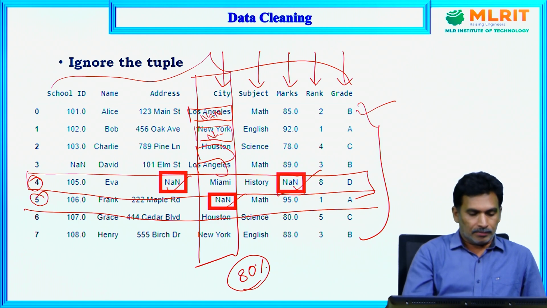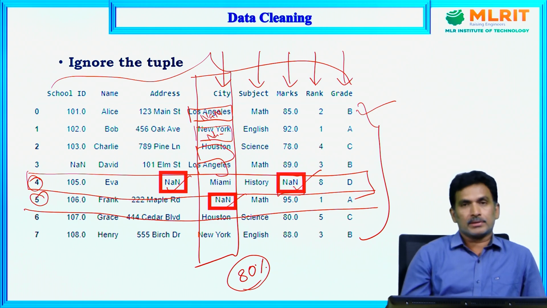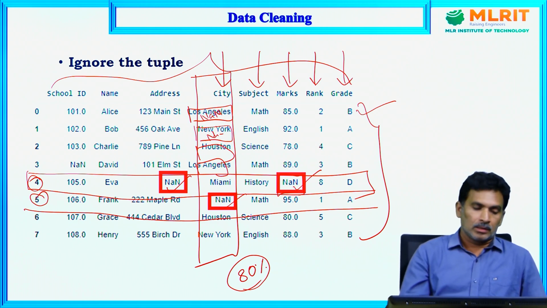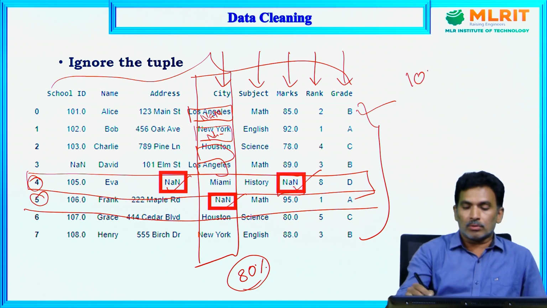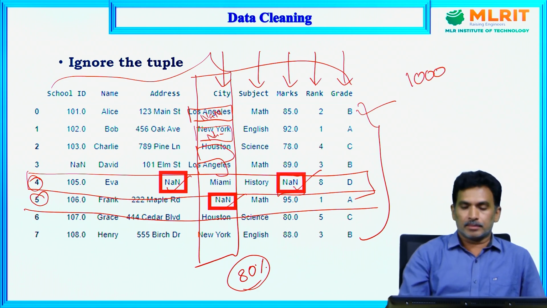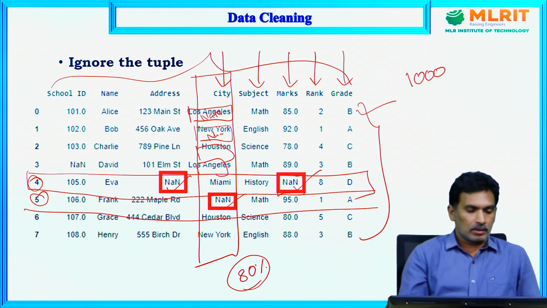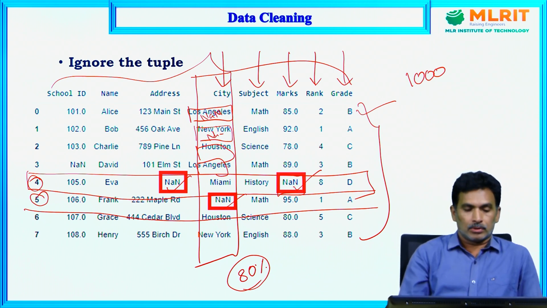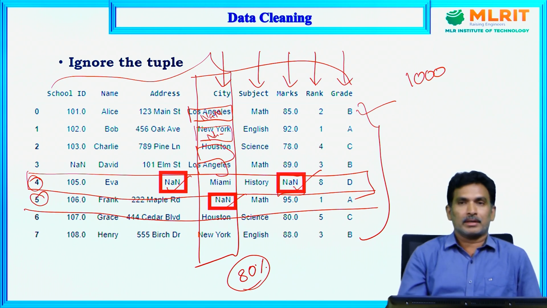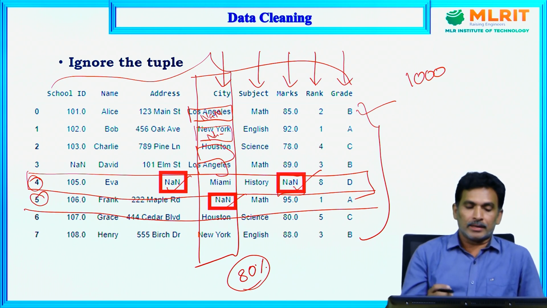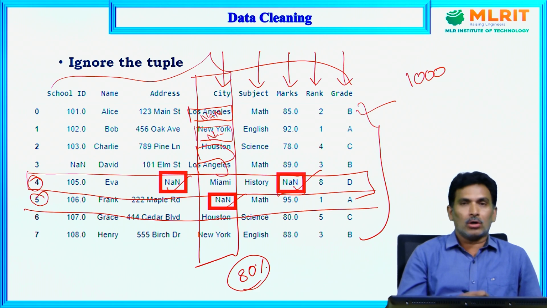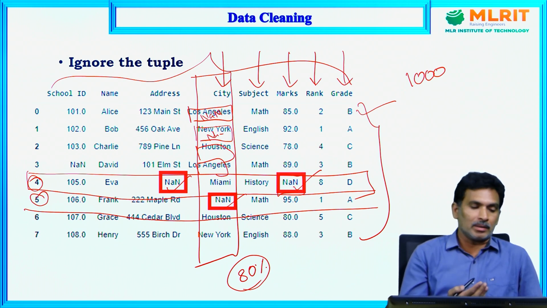Suppose you want to delete a record, let us imagine you have 1000 records in your data set, and let's assume that each record has a missing value. If you follow this approach called ignoring the tuples, then we would delete all the records, because each record has a missing value, either one missing value or two, at minimum one missing value.